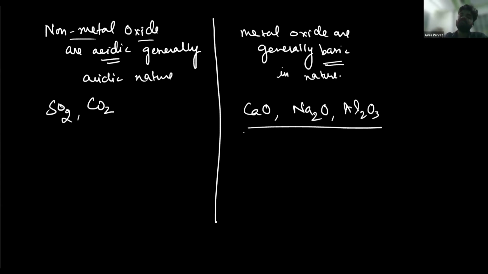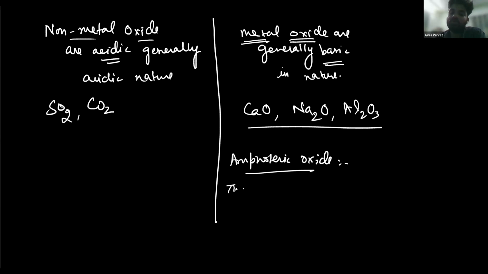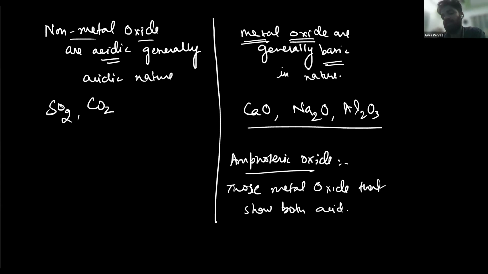But you know that I have taught you in the previous class that there are some oxides that show both acidic as well as basic behavior, and they are called amphoteric oxides. You remember? What are amphoteric oxides? Those metal oxides that show both acidic as well as basic behavior.